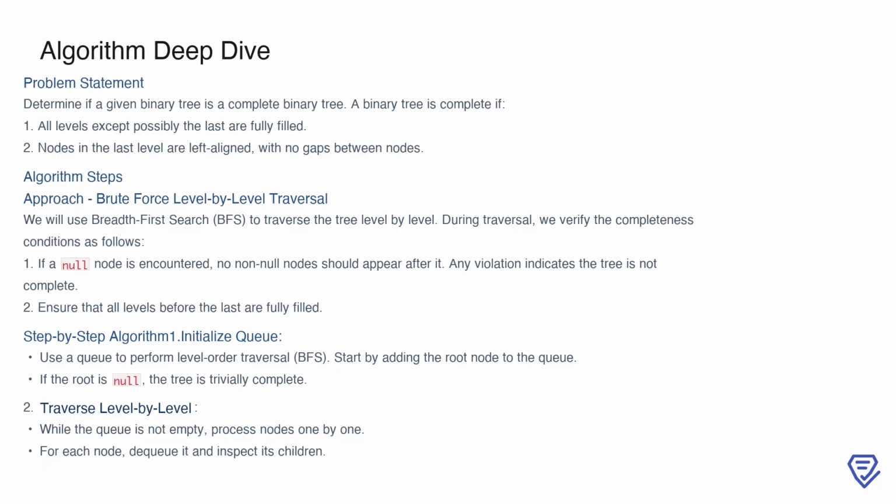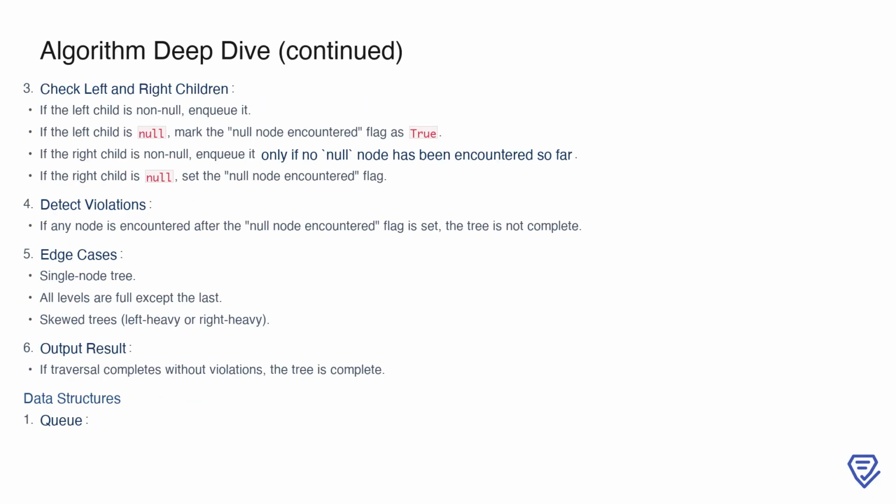We then process nodes level by level, inspecting their children as we go. Now, during the traversal, we examine the left and right children of each node. If the left child is non-null, it is enqueued for further processing. If the left child is null, we set a flag indicating that a null node has been encountered. For the right child, we enqueue it only if no null node has been encountered, otherwise, the tree violates the completeness condition. If the right child is null, we set the same flag as we did for the left child.